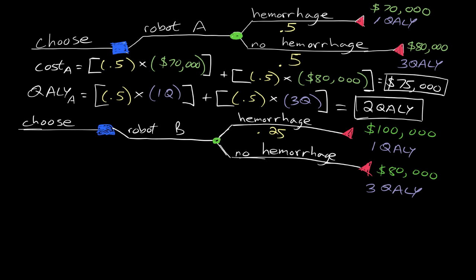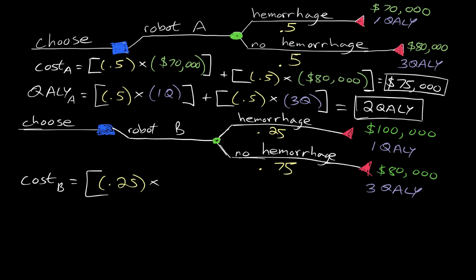And now I'm going to add in the probabilities. So this is just like in triage, where the probability of hemorrhage for robot B is going to be set at 0.25. No hemorrhage has to be 1 minus 0.25, so that has to be 0.75. Remember that the probabilities associated with the different branches coming off of the chance node, coming off of the green circle, have to sum to 1. So 25% and 75% equals 100%, or 0.25 plus 0.75 equals 1.0.